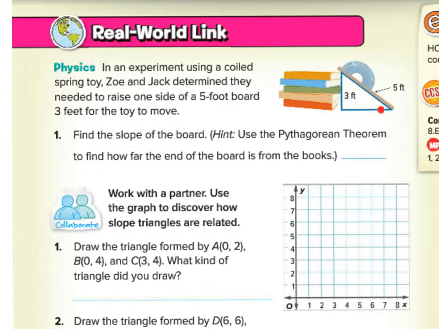So it looks over here like we have our 90-degree angle. We have one leg, another leg, and our hypotenuse. So if we were to use Pythagorean Theorem, we can solve for this leg, right? We would have a squared plus b squared equals c squared. Find the slope of the board. Hint, use Pythagorean Theorem, as we just did for a second there, to find how far the end of the board is from the books.